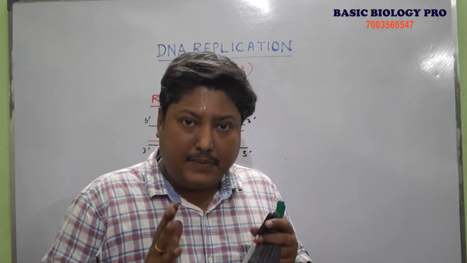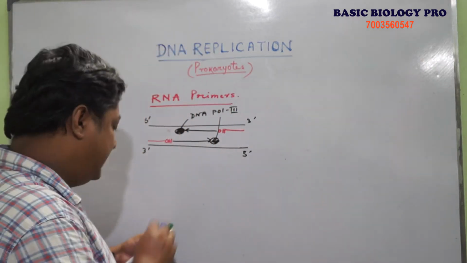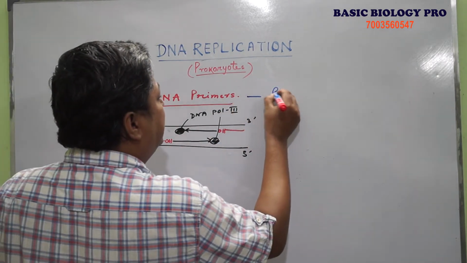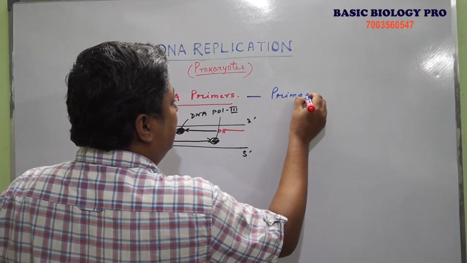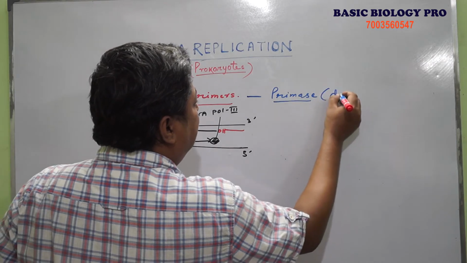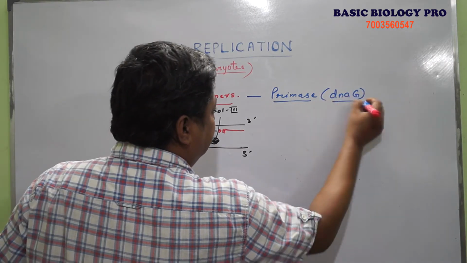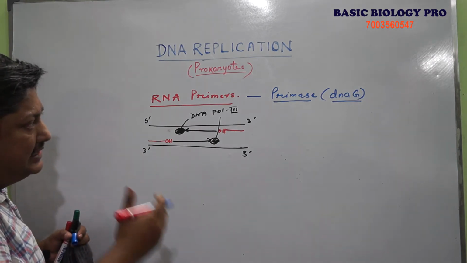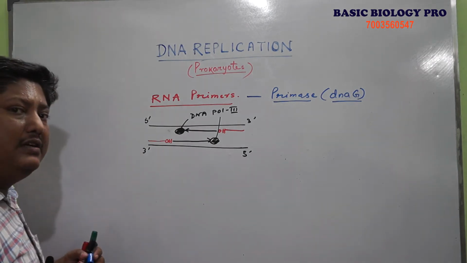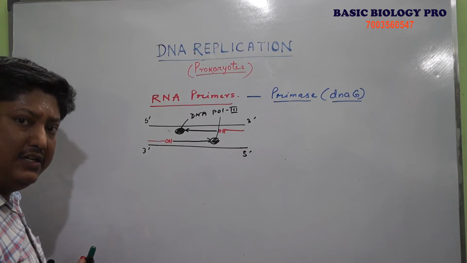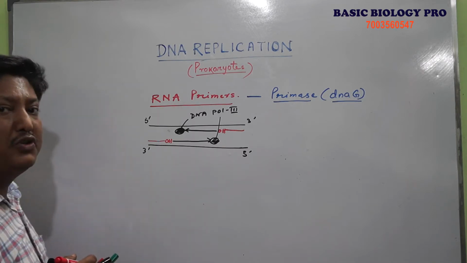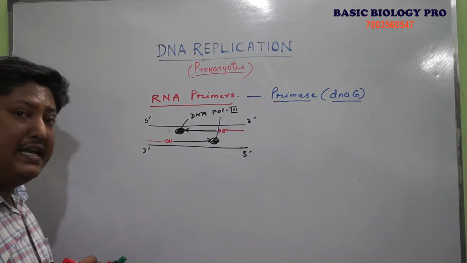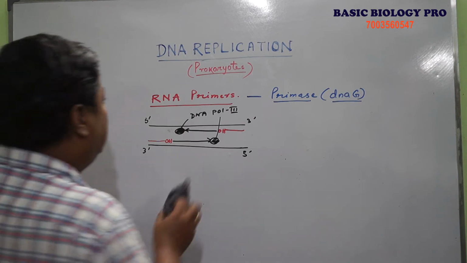And this primer is synthesized by a specific enzyme known as primase, which is the product of the DnaG gene. If the primase is synthesizing continuously, both in the continuous strand as well as in the discontinuous strand, then the replication process is able to grow the strand with the help of DNA polymerase 3.